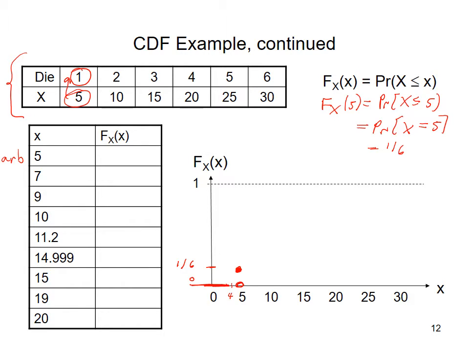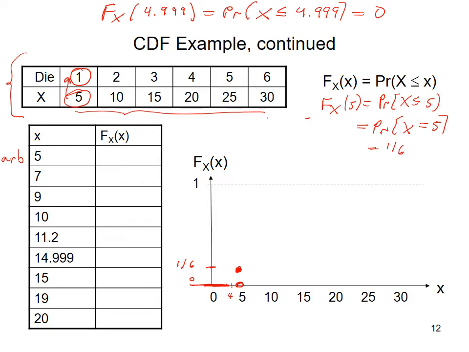Now, I didn't do 4.99999, but we might want to think about that. Suppose x is equal to 4.999, and I want, therefore, fx of 4.999. That's the probability x less than or equal to 4.999. And again, we see in the table that x is never less than or equal to 4.999. So that still would have been a 0. In other words, right up until I hit the number 5, the value of the function stays 0.